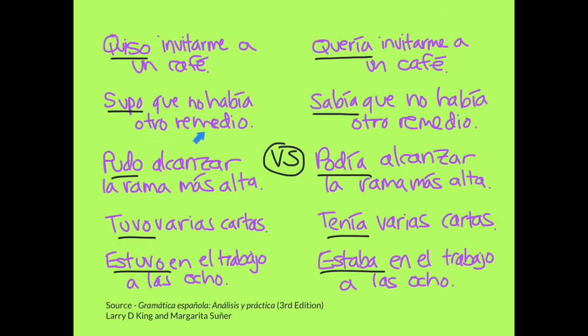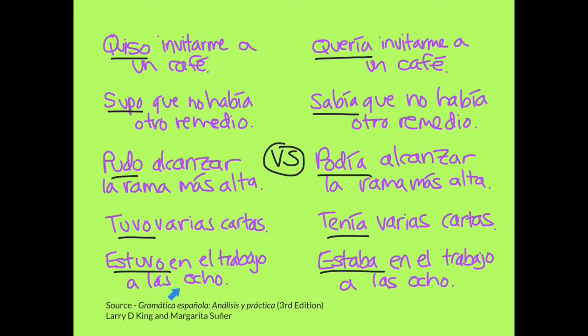Supo que no había otro remedio, sabía que no había otro remedio. So he or she found out that there wasn't another remedy, versus he or she knew that there wasn't any other remedy. Pudo alcanzar la rama más alta, podía alcanzar la rama más alta. So in the preterite version, it's like saying he or she managed to reach the highest branch, versus he or she was able to reach the highest branch. Tuvo varias cartas, he or she received various letters. Tenía varias cartas, he or she had, like possessed, various letters.